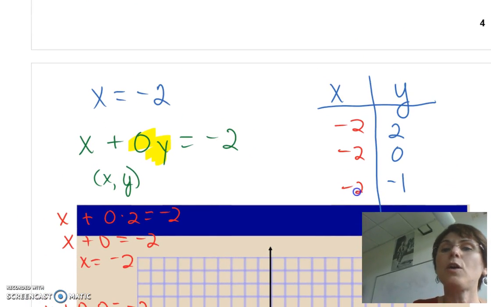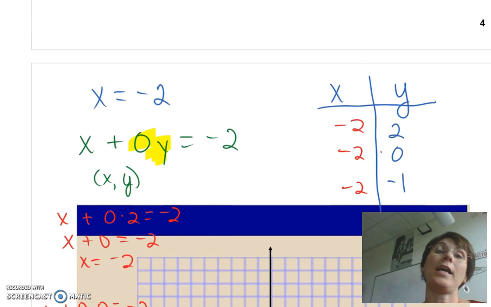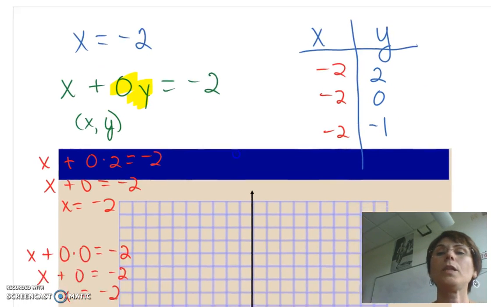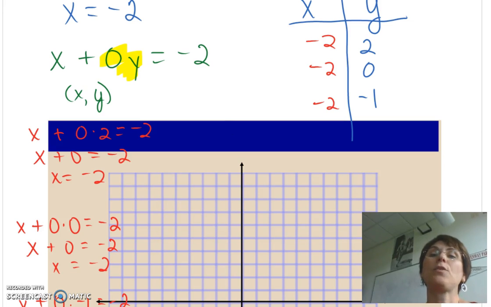So do you see that regardless of what we put in the place of y, x will always be negative 2? And that's what this equation means, x equals negative 2. And it's because the coefficient of y is 0. So let's go ahead and graph this.